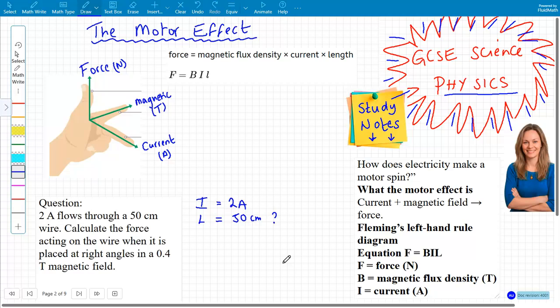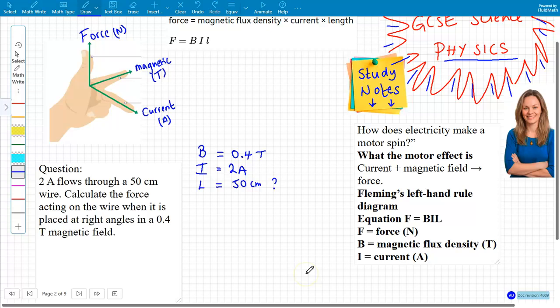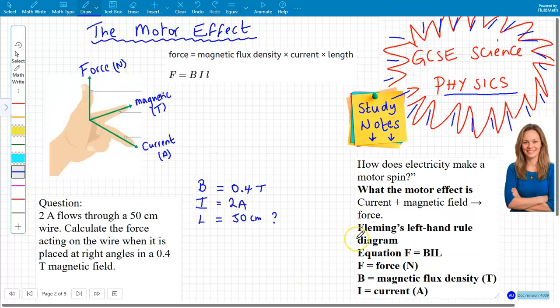And I have a magnetic flux density of 0.4 Tesla, and Tesla is my SI unit. So at the moment, these two are okay. I need to look at this one. The first thing that I would do with this question is any converting that I need to do. So I'm going to need to convert 50 centimetres into metres, because that's SI, so that's going to be 0.5 metres. That's the first thing I'm going to do.